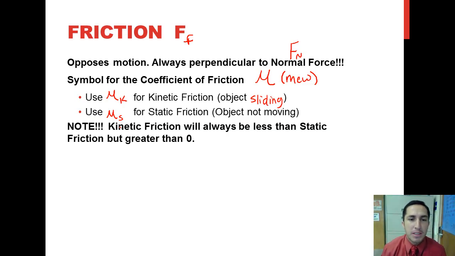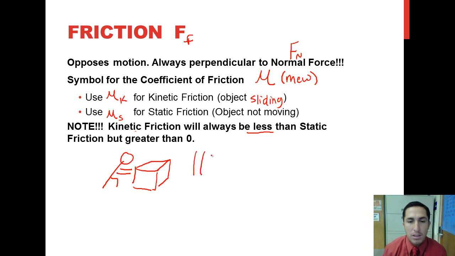Here's another note you may want to make. Kinetic friction will always be less than static friction, but greater than 0. Here's an example. Here's a gentleman. He's trying to push this box. There's a box. He's pushing the box. The box has not started to move yet. Here are some little motion lines.